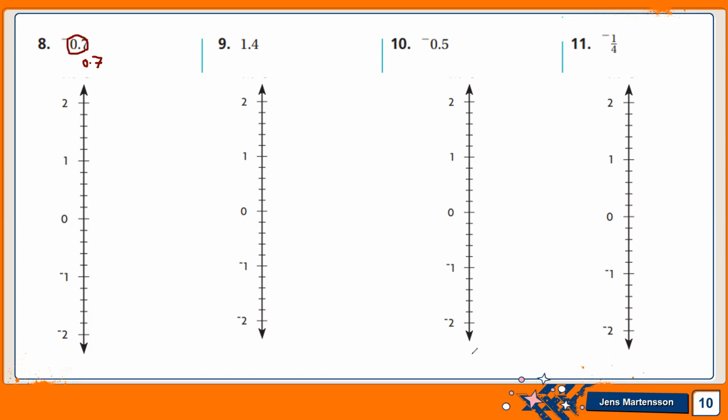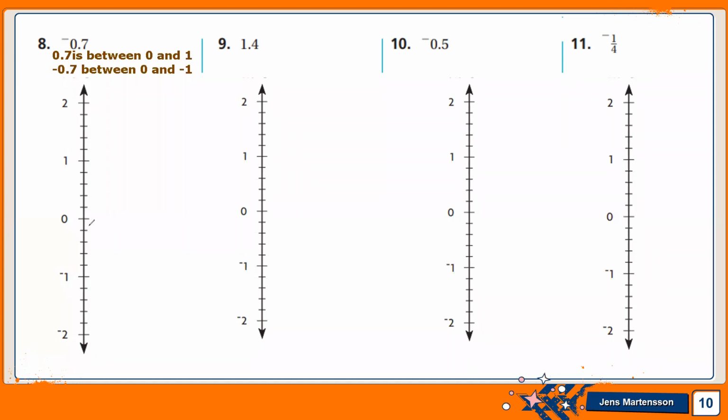You will say 0.7 is between 0 and 1. And what about negative 0.7? It's between 0 and negative 1. Bravo, it will be between 0 and negative 1.